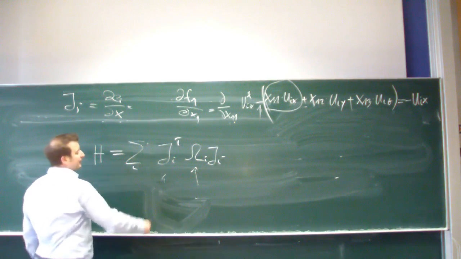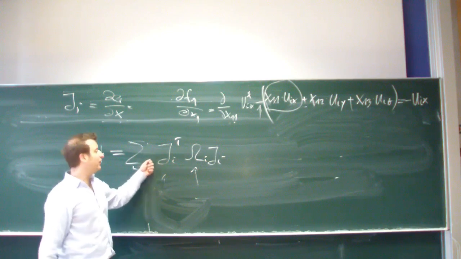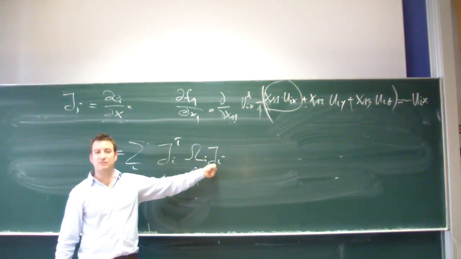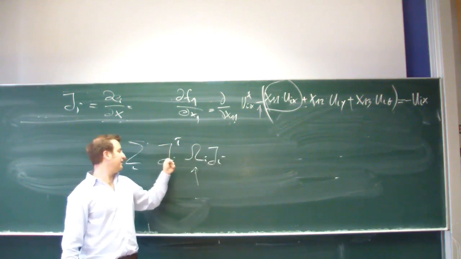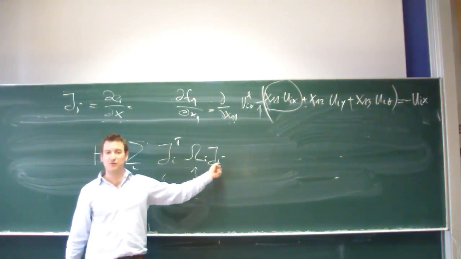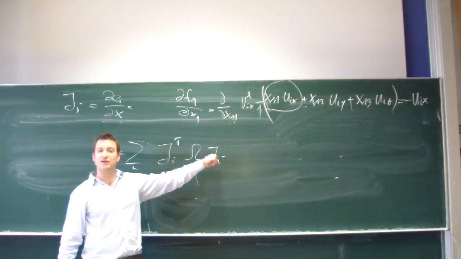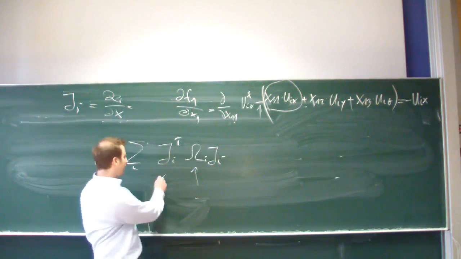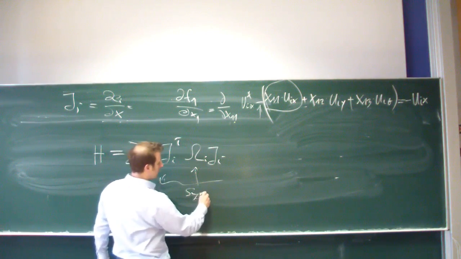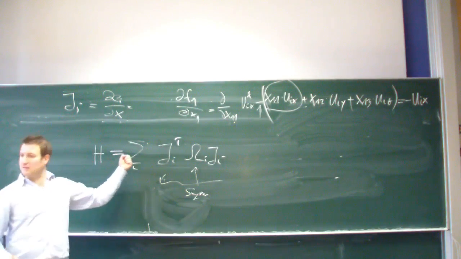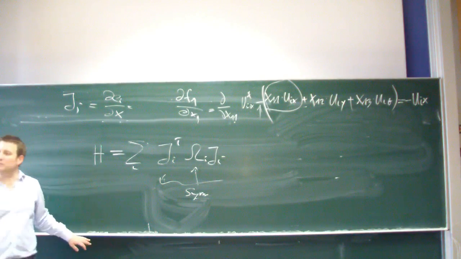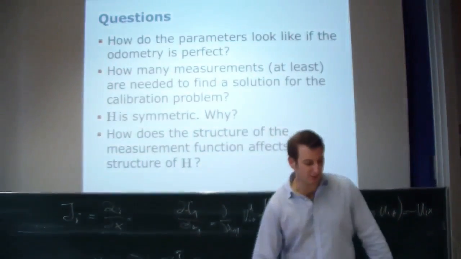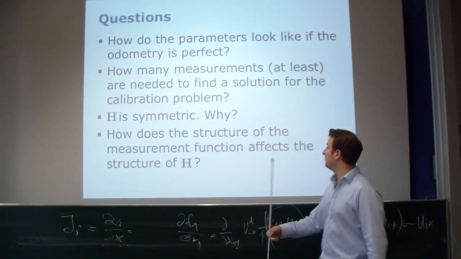So I have here a matrix transpose times a symmetric matrix times the original matrix J again. The product of these two matrices, transposed and untransposed, always ends up in a symmetric matrix if the matrix in the multiplication is symmetric. So all of these terms are symmetric. And if I add a couple of symmetric matrices, I end up with a symmetric matrix as well. Okay, that's the reason why it is important.